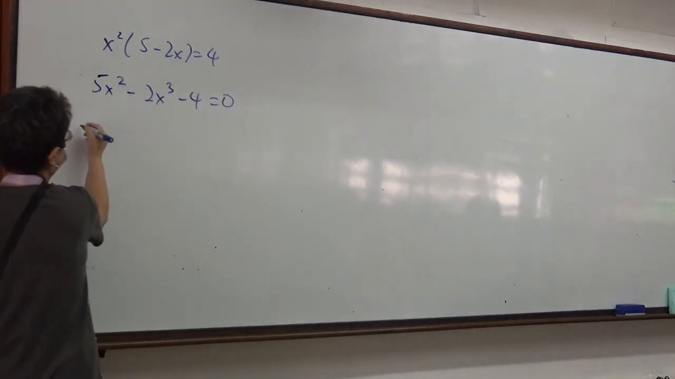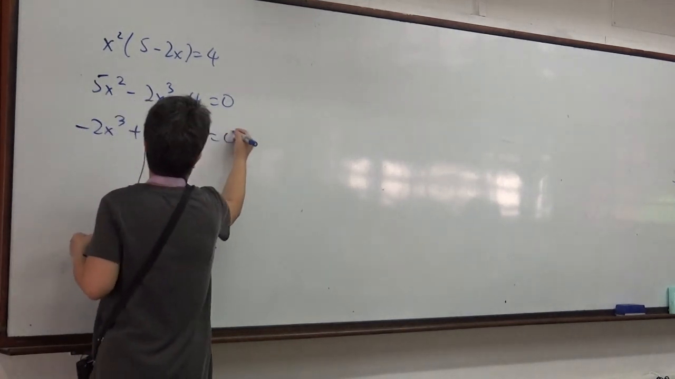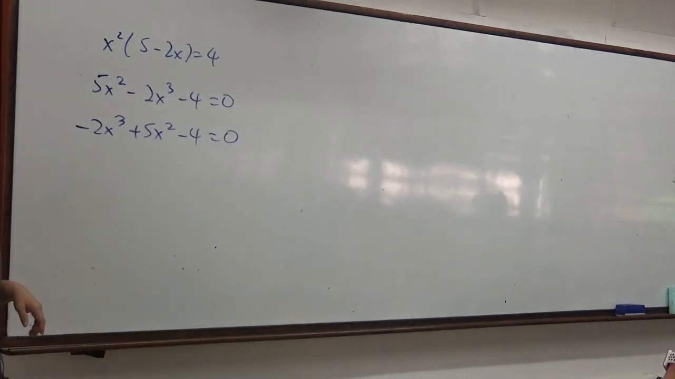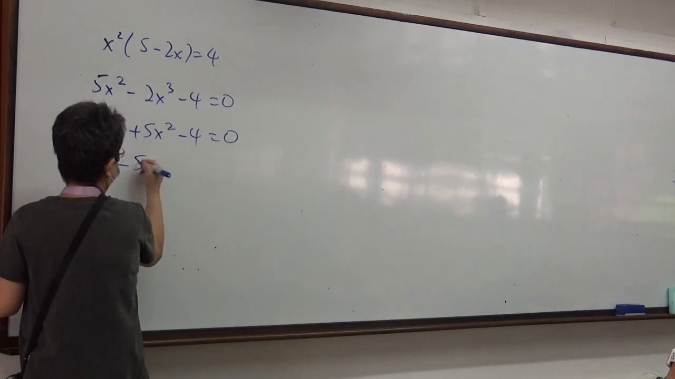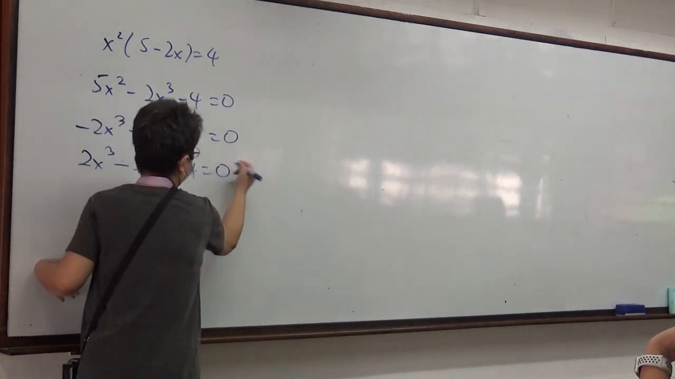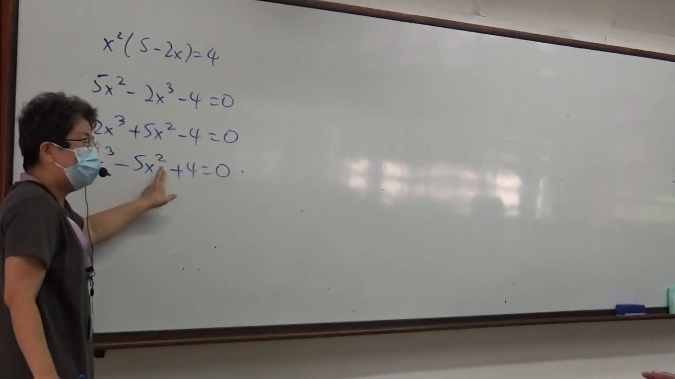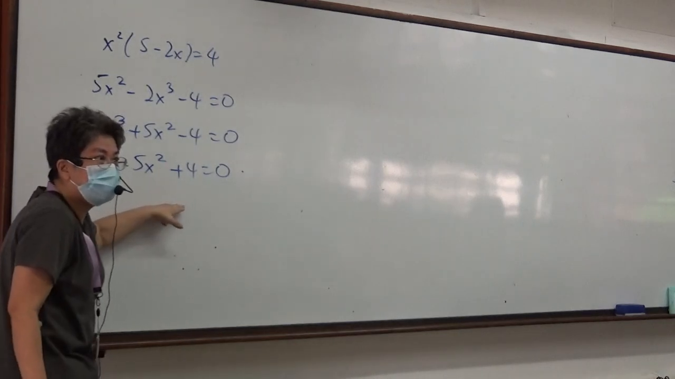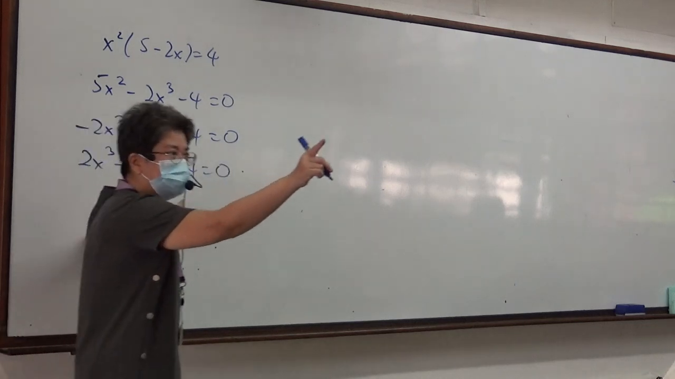Now I don't like this. I also don't like this. What do we do? Multiply by negative 1. So. Okay, now 3, 2, where's the x? 0x, right? Then 4. Okay, now quadratic formula, what's the answer?